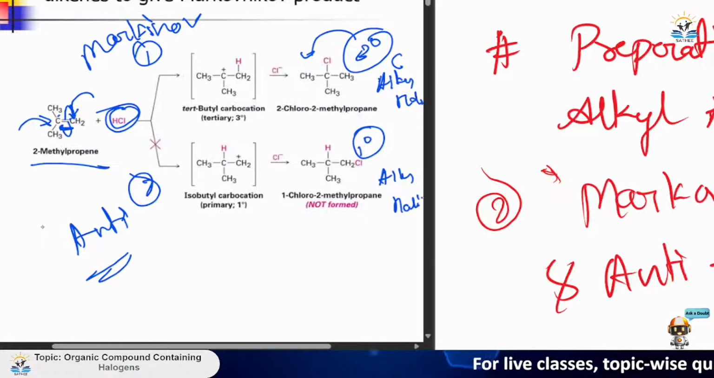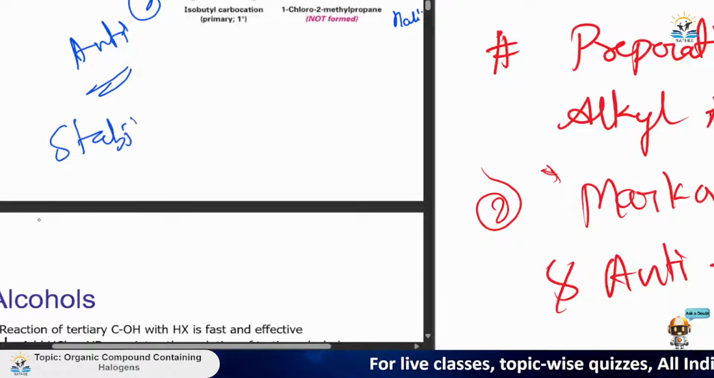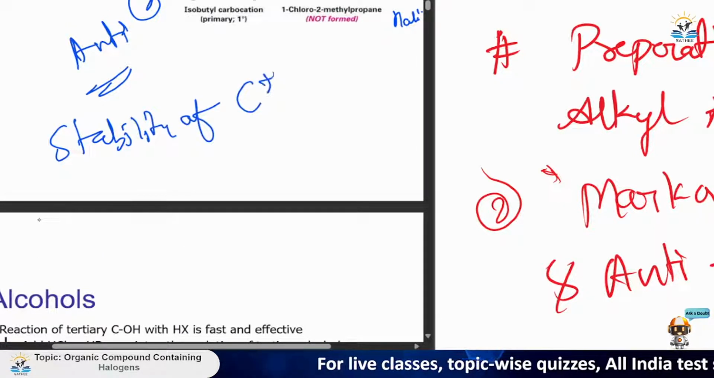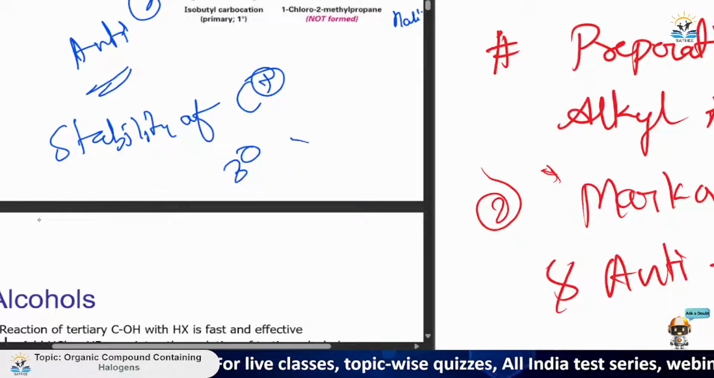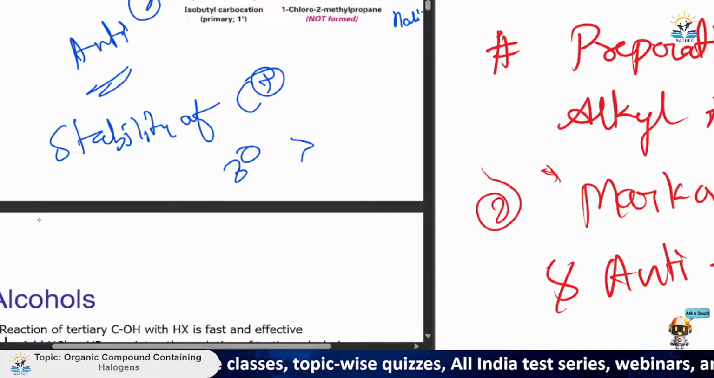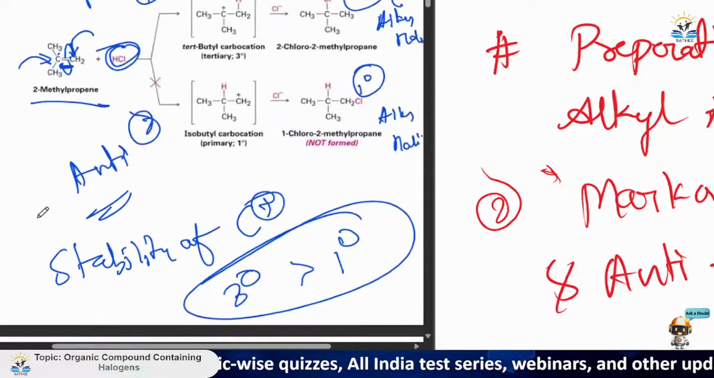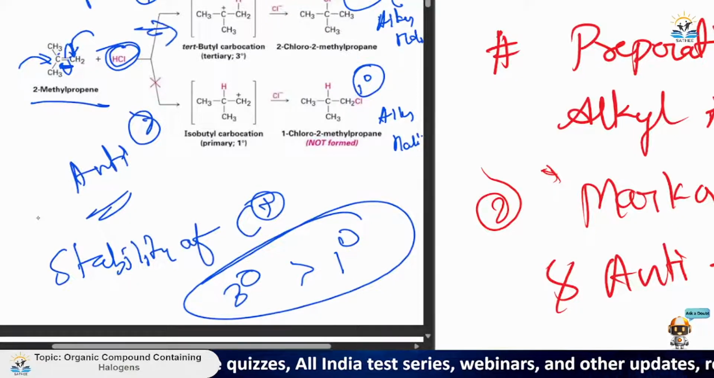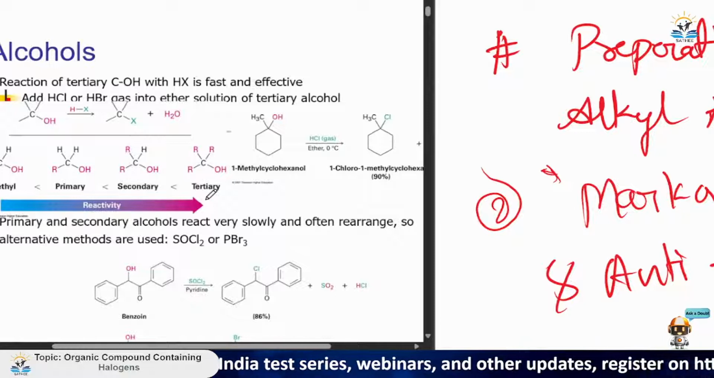Okay, now you note that if we talk about stability, we are talking about carbocation stability. So a 3 degree carbocation is more stable than a 1 degree carbocation. Okay, so we will have the Markovnikov product, that is this one and not this one. So only one stable product will be formed.